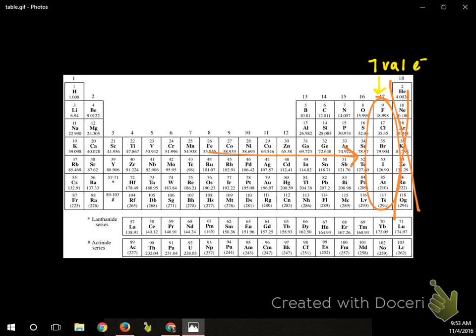If you look at group 1, I want to review valence electrons really quickly. Group 1 has 1 valence electron. Group 2 has how many valence electrons, do you think?